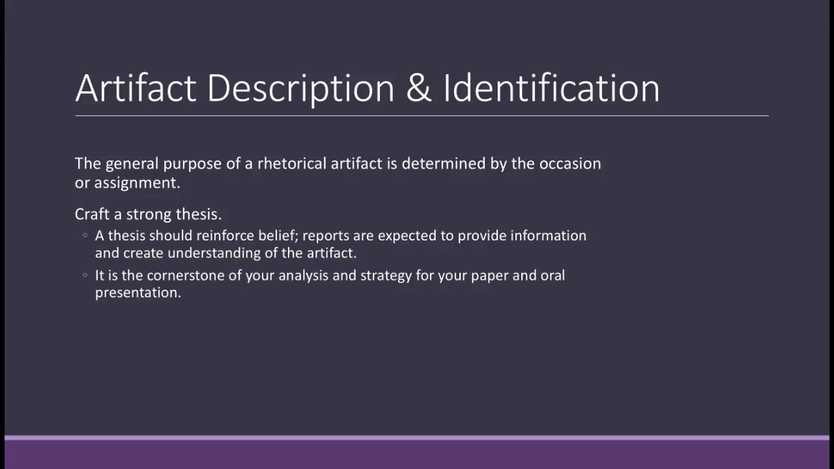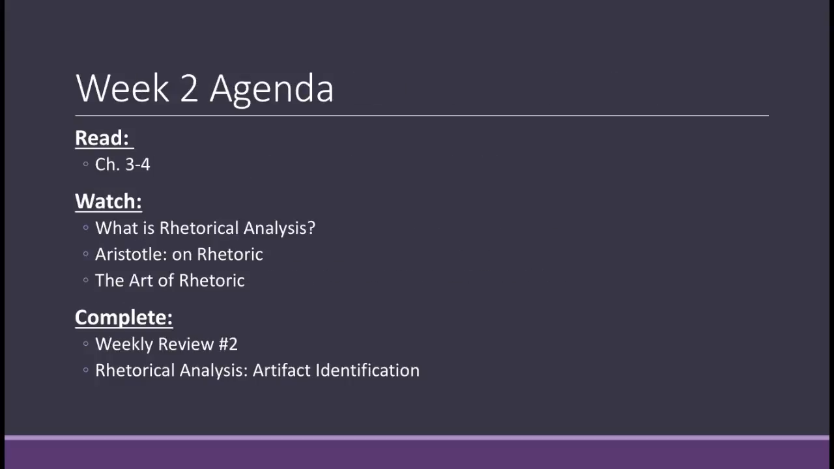So as we move through the course content this week, let's recap so we briefly can remember what we have going on. Let's not forget that we're reading chapters 3 and 4 of our course text. We're listening and watching this lecture as well as watching the 3 videos listed under the watch section. And then you're completing weekly review number 2 as well as your rhetorical analysis assignment where you're identifying your artifact.